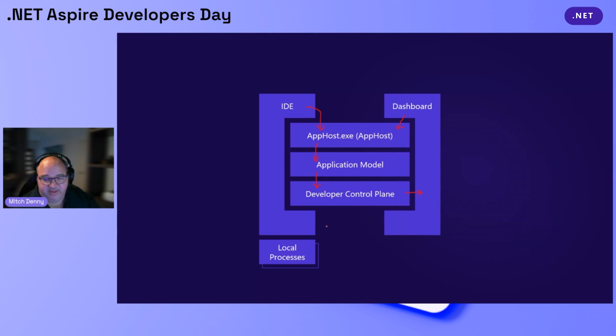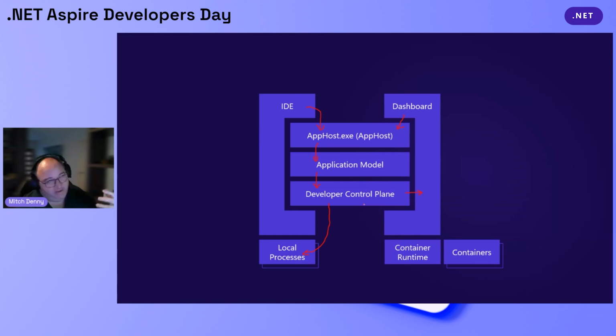So that might be, well, we spin up reverse proxies for any sort of exposed endpoints that you've got. And then we launch the processes that those reverse proxies talk to. So we launch those, and there'll be multiple of those. And then we also launch any containers.